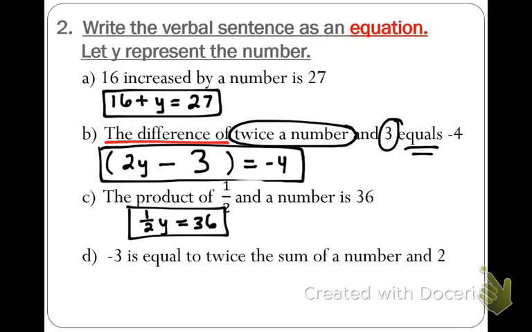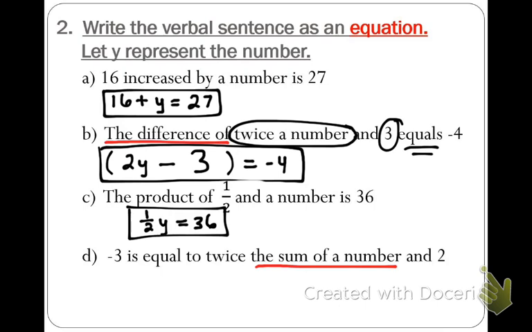Yes, the sum of. Okay, I see the sum of, so go ahead and take your red pen and underline it. Then when we get to that point, we know we have to do what? Parentheses. We will have to do the parentheses, okay? So let's read from left to right first, and then when we get to that part, we got to remember to put parentheses. -3 is equal to twice the sum of a number and 2. What should I do first, Isabel?